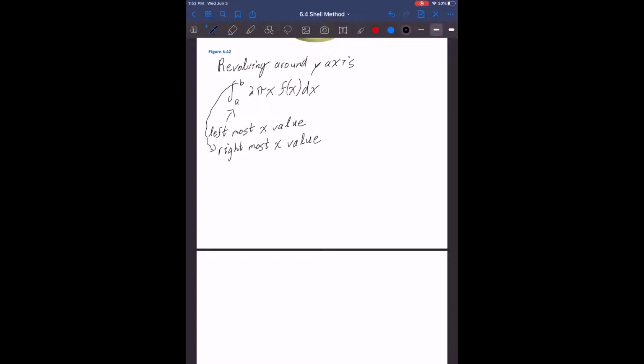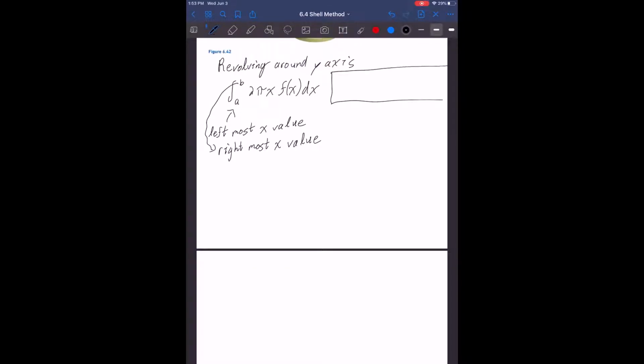And this 2 pi x f of x just comes from plugging in radius equals x and height equals f of x into our formula for the area of these shells. So the important thing to note about this when we compare it to the last class is that now we have functions of x when we're revolving around the y-axis instead of functions of y.